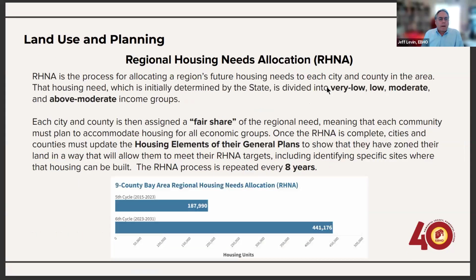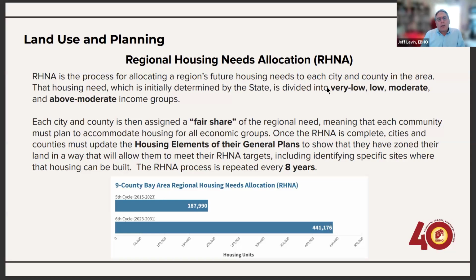Next slide. So an important part of the housing element process is what is called the Regional Housing Needs Allocation, RHNA, which is often referred to as RHNA. So RHNA is the process where every city finds out what its housing need, or its share of the region's need, for the next 8 years will be.